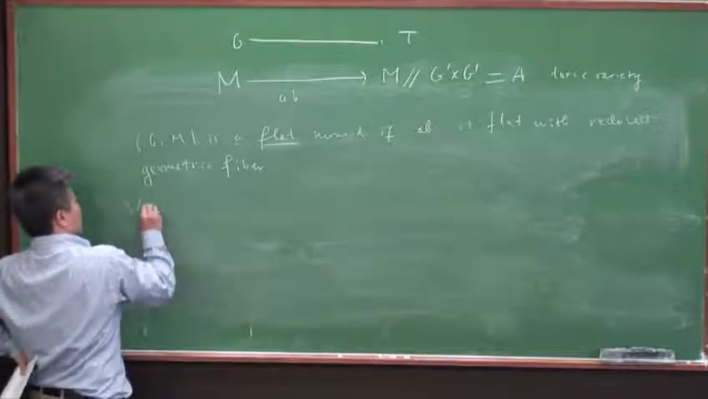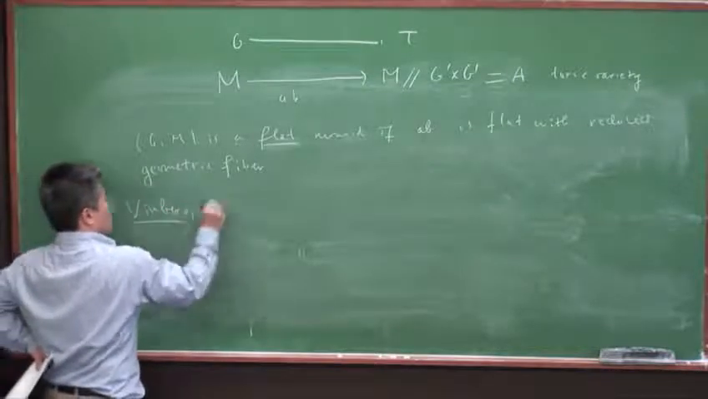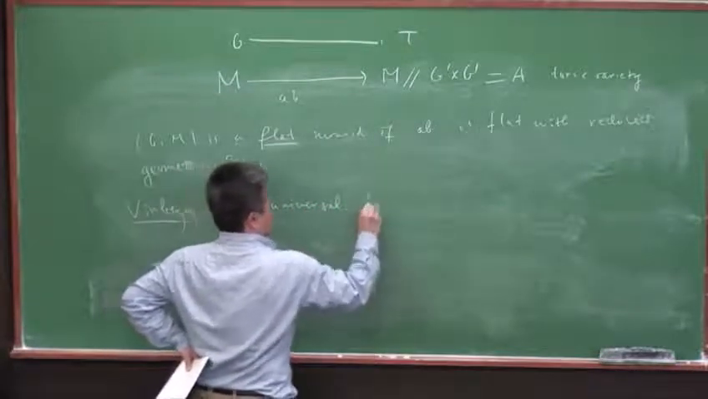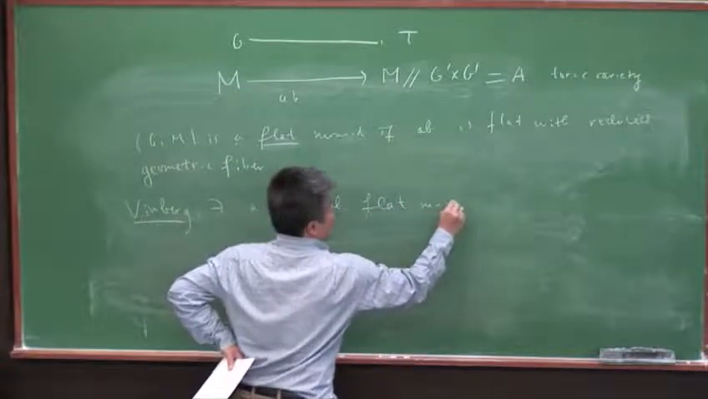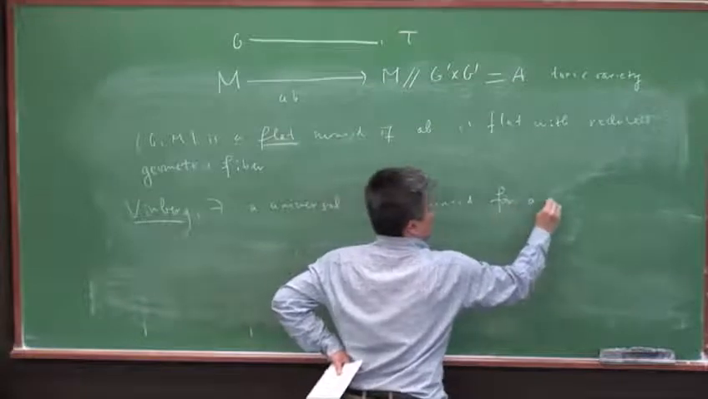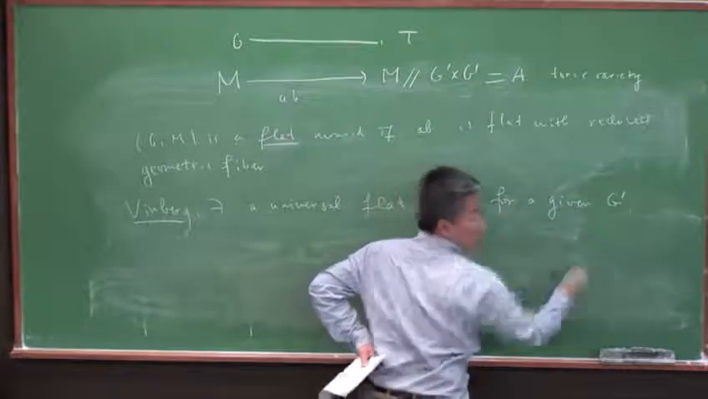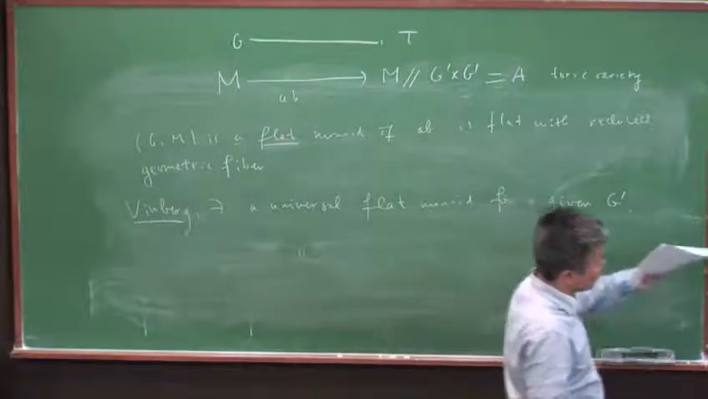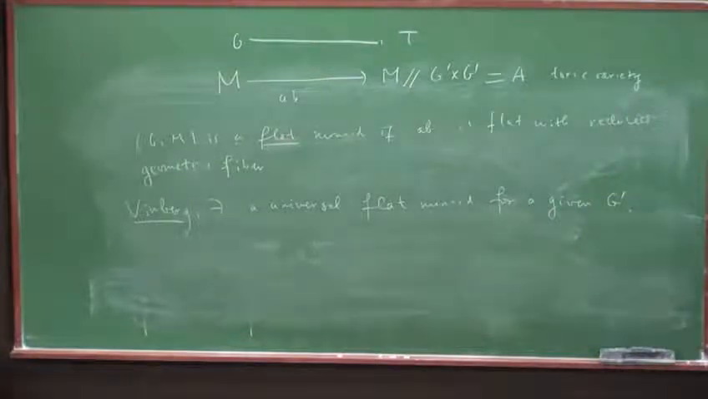According to Vinberg, there exists a universal flat monoid for a given semi-simple G prime. So G prime has to be fixed, and then you can choose many extensions by a torus, right? So for each G and B and M, a monoid, but then there is a big universal one, which is M. Yes, it's a big M. And all monoids with a given G prime come from that monoid by base change.